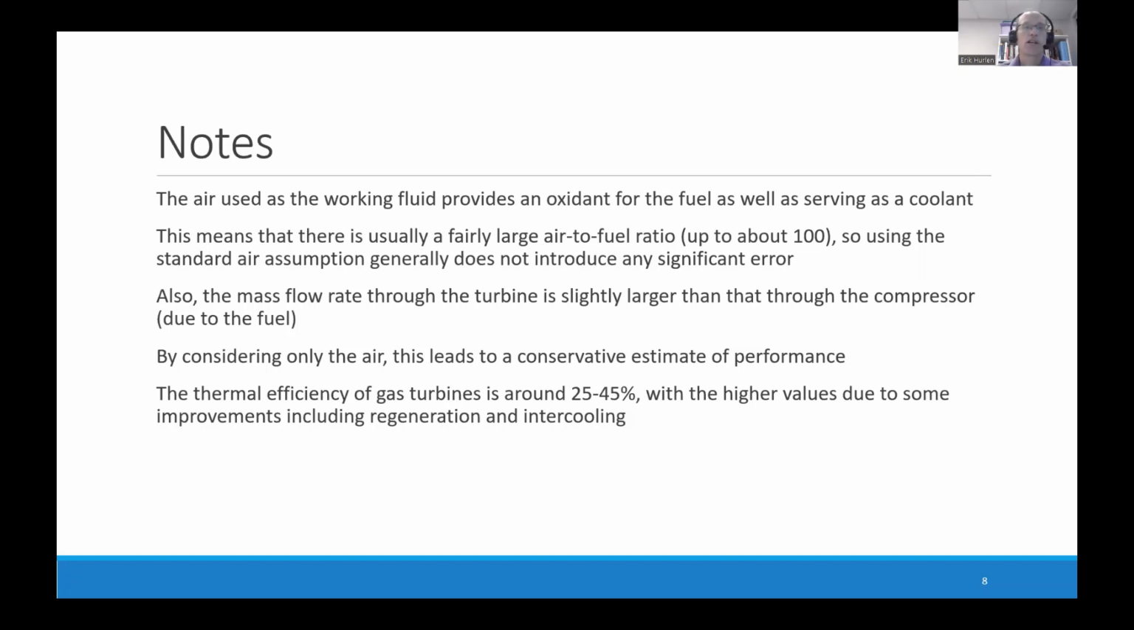By only having air as a working fluid, this actually means that we are underestimating the performance of the gas turbine engine. So this is a more conservative estimate, which is generally the way you want to go in engineering. The thermal efficiencies of real gas turbine engines are usually around 25 to 45%. The higher values occur when there are improvements to the standard Brayton cycle, such as regeneration and intercooling, which we may see in the next video.